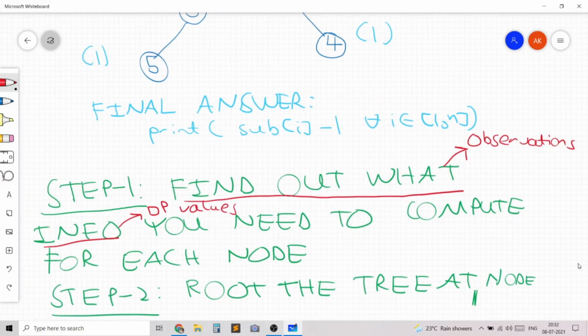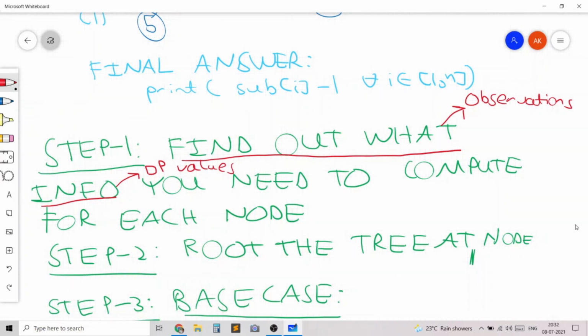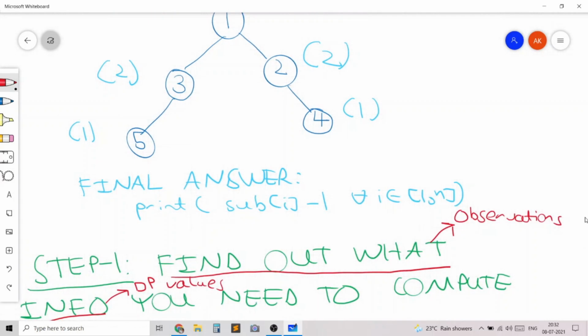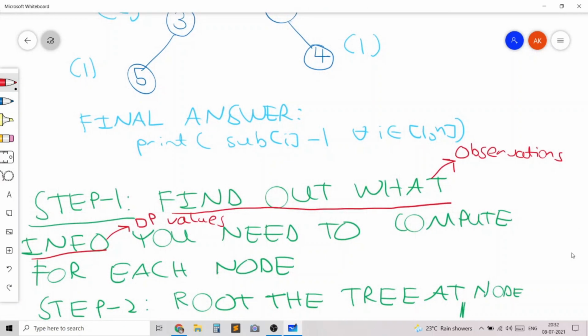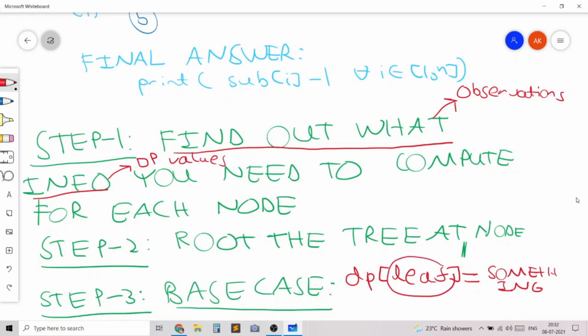The third step is to find the base cases. Now the base cases can also vary from problem to problem, but in general what you will find is that the base case is usually of the form dp of leaf is equal to something. Now that something was 0 or was 1 for our problem, but in different problems it can vary a lot. So you should generally try to solve the base cases on paper because they are usually easy cases.